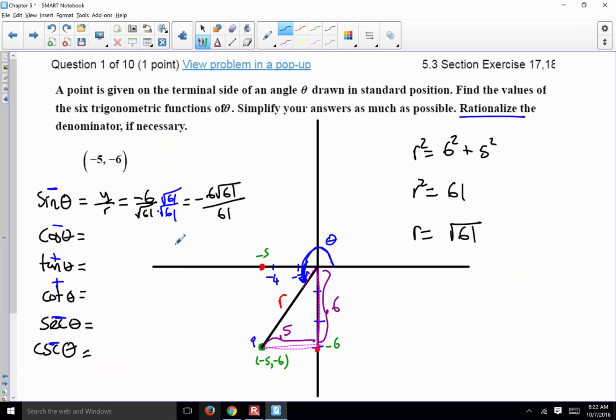I will get one more. Why don't we do secant? We already, yeah, why don't we do secant? Secant is, what is the formula for secant?